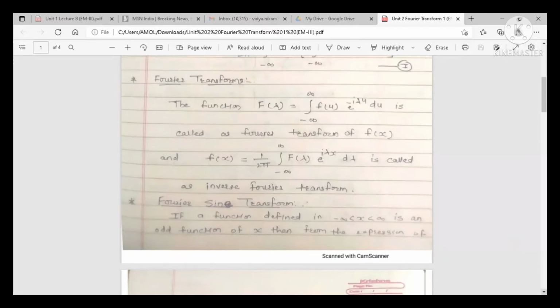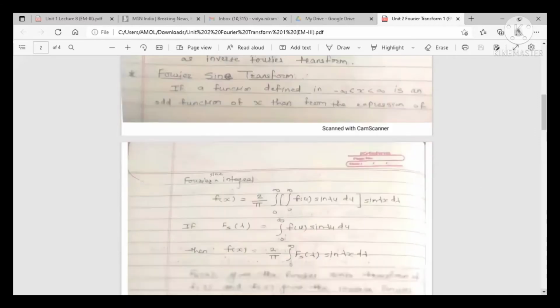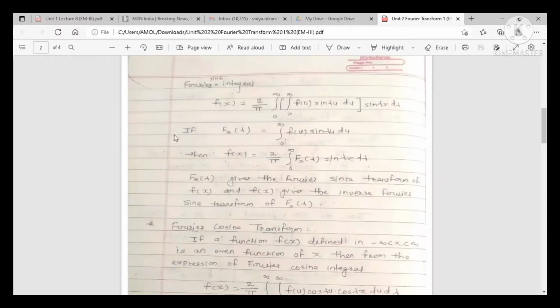Okay. Now the Fourier sine transform. If a function f of x is defined in the interval minus infinity to infinity and it is an odd function of x, then from the expression of the Fourier sine integral, the formula to find the Fourier sine transform is F s of lambda, where suffix s is for sine transform, equal to the integration from 0 to infinity of f of u sine lambda u du. Then the inverse Fourier sine transform is given by the formula f of x is equal to 2 upon pi, integration from 0 to infinity of F s of lambda into sine lambda x d lambda.